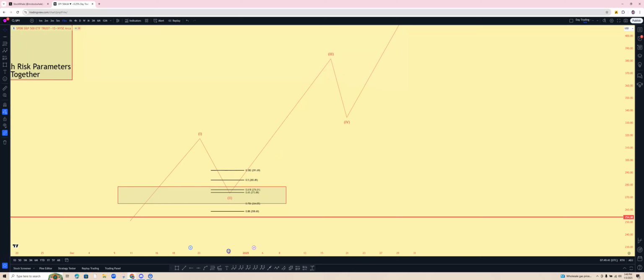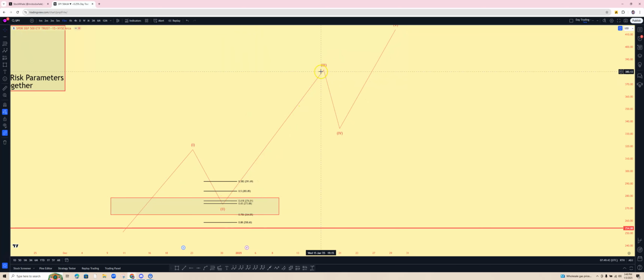Now, after this, guys, a wave 3 happens. Wave 3s are typically the biggest impulsive structures within a wave structure, guys.